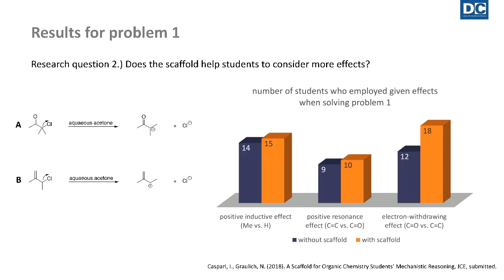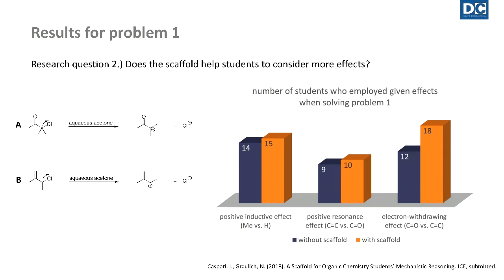And then you can see we have the 3 effects that are important in our problem. On the one hand, the positive inductive effect on the positive charge, the positive resonance effect of the alkenyl versus the carbonyl group on the positive charge, and the electron withdrawing effect of the carbonyl on the positive charge. So these are the 3 effects that you could use to make a claim here about the problem.